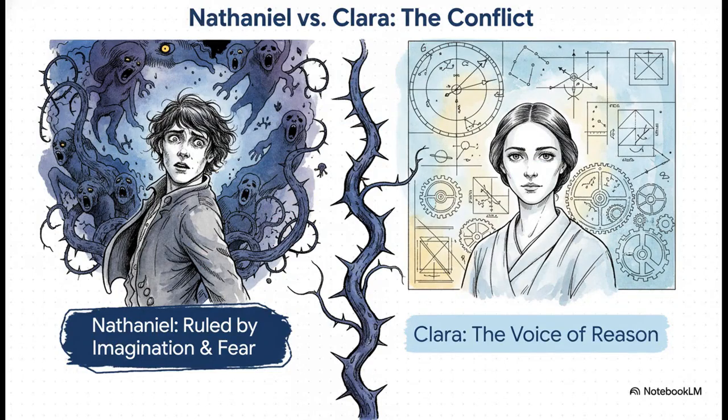And this brings us right to the story's central conflict, which really plays out in the relationship between Nathaniel and his fiancée Clara. He's living in this world of dark imagination and terrifying signs. She, on the other hand, is the voice of reason. She's always trying to calm him down and offer logical explanations for his fears. He represents wild fantasy, she represents rational thought.